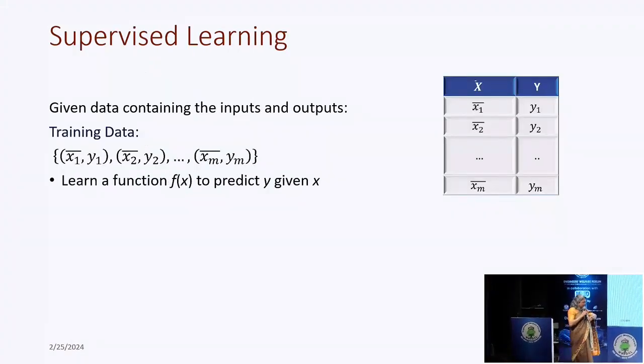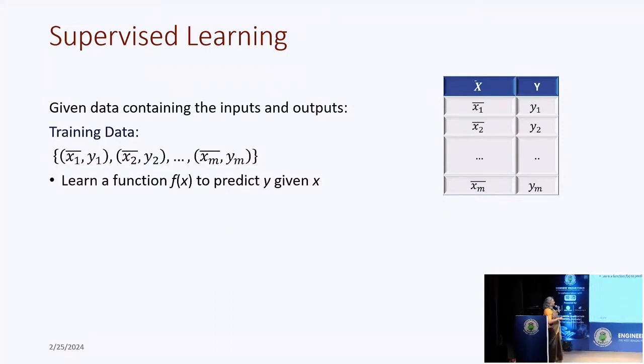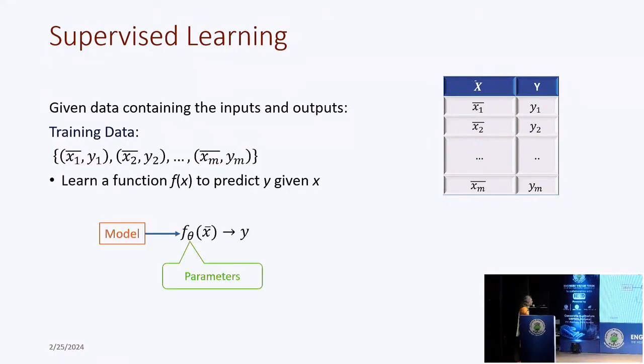Now, in supervised learning, which is the very basic paradigm of machine learning, what you have is training data in the form of features, instances, where you have features and the output for every instance. And you have to find a function f, which given any xi can predict yi. Okay.